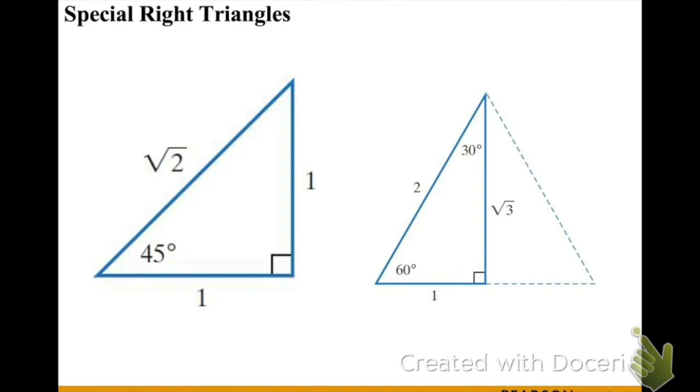We also have what's called special right triangles. This first one on the left is a 45, 45, 90 triangle, and its ratio is 1 for the legs, and then the hypotenuse would be a ratio of square root 2. Likewise, we have a 30, 60, 90 triangle. Across from our 30-degree angle, we have 1. Across from the 60-degree, we have square root 3. And across from the 90, we have 2.